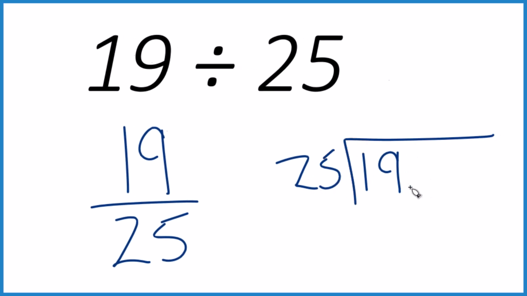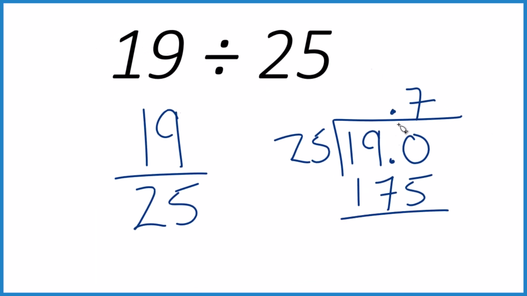25 doesn't go into 19. Let's call it 19.0 and then put a decimal point here, because now 8 times 25 is 200. That's too much. But 7 times 25, that's 175. So now when I subtract 190 minus 175, I get 15.